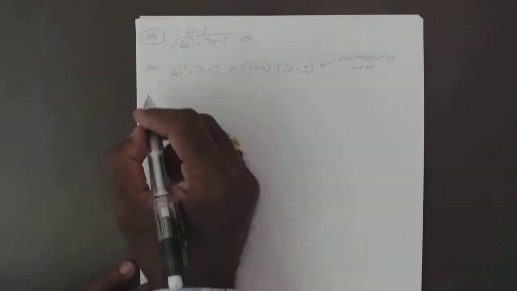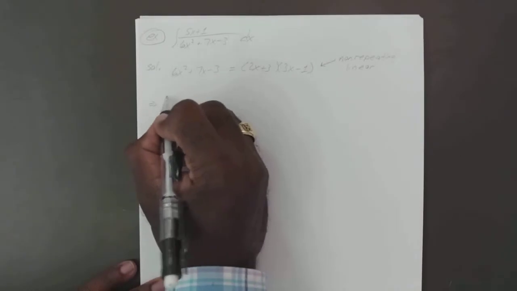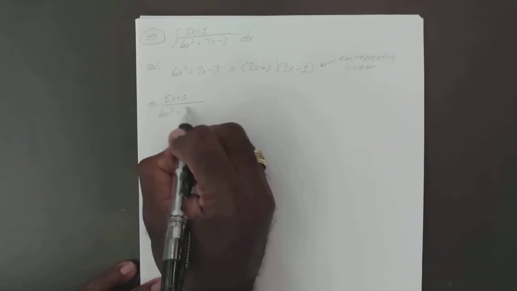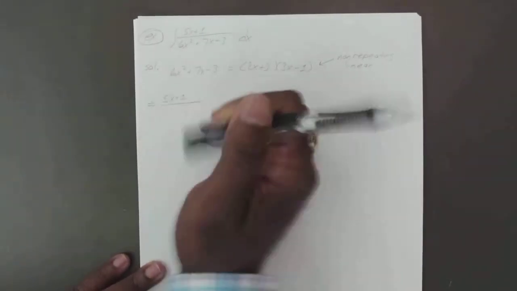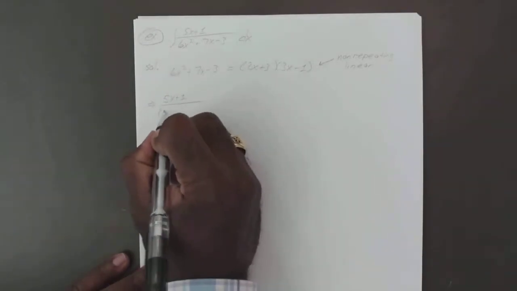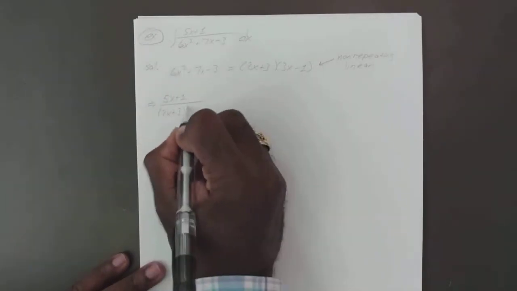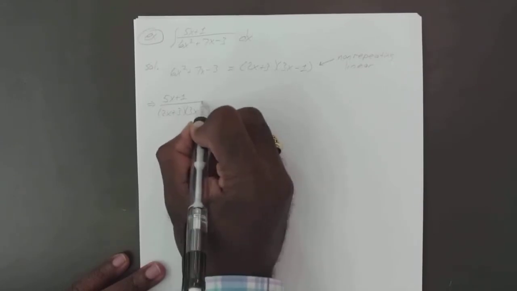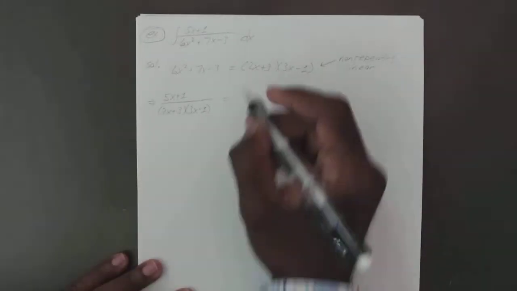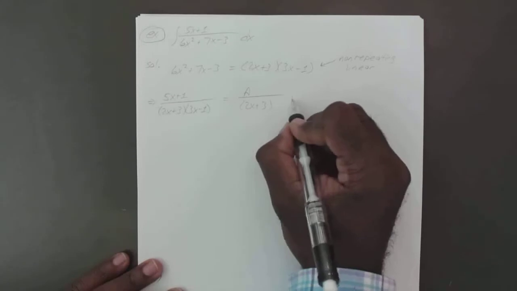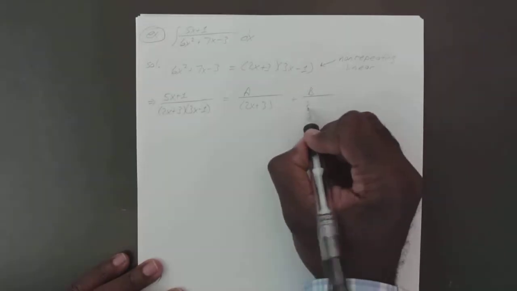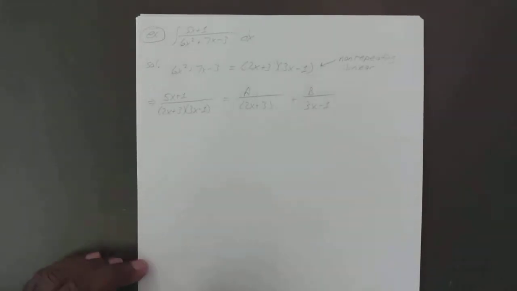Okay, so we just rewrite it. 5x plus 1 over 6x squared plus 7x minus 3, might as well go ahead and write it factored out, since we already know what it is. 2x plus 3 times 3x minus 1 equals A over 2x plus 3 plus B over 3x minus 1.